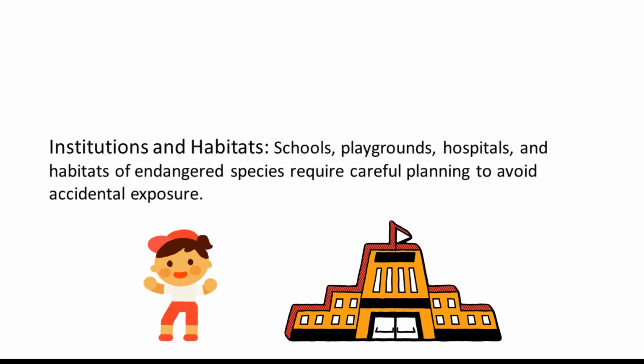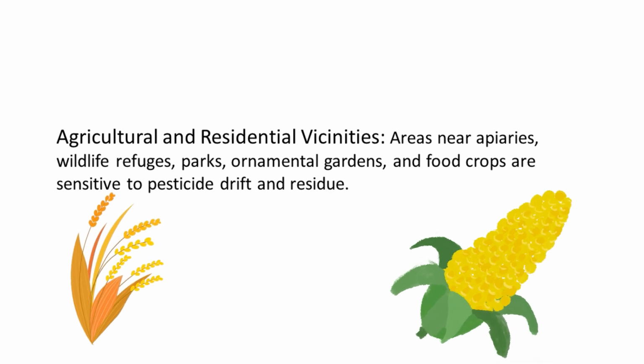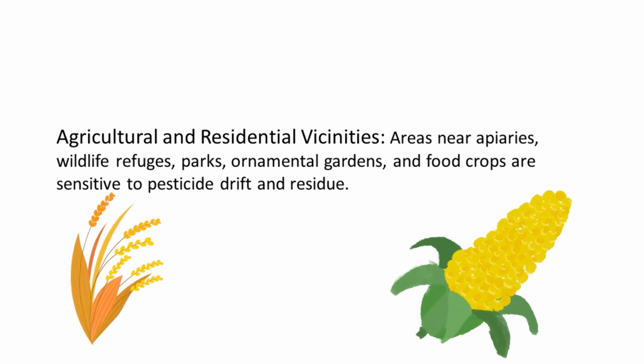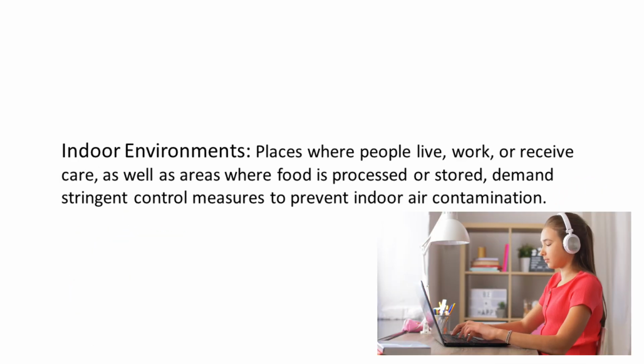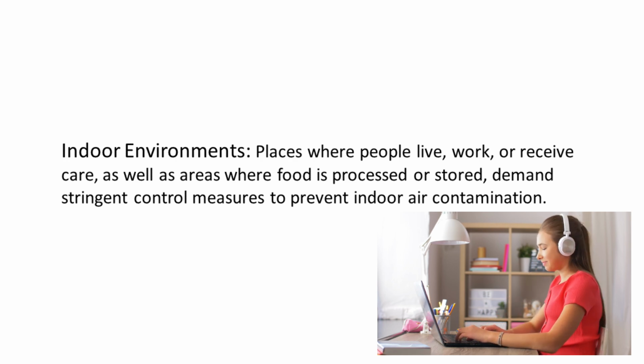Institutions and habitats. Schools, playgrounds, hospitals, and habitats of endangered species require careful planning to avoid accidental exposure. Agricultural and residential vicinities, areas near apiaries, wildlife refuges, parks, ornamental gardens, and food crops are sensitive to pesticide drift and residue. Indoor environments, places where people live, work, or receive care, as well as areas where food is processed or stored, demand stringent control measures to prevent indoor air contamination.